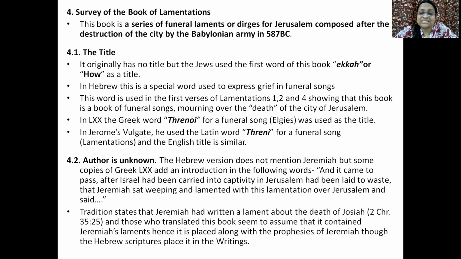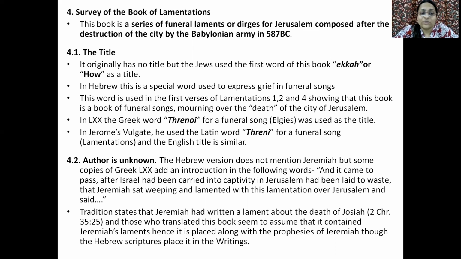In Hebrew, this is a special word used to express grief in funeral songs. If you know a little bit about Hebrew culture, if somebody died or something bad happened, the people would come and cry and keep asking questions. How could this happen? How could such a good man die? How such a bad fate for a good person? They would cry and ask so many questions. So this was a common format at that time to express grief during funeral songs.